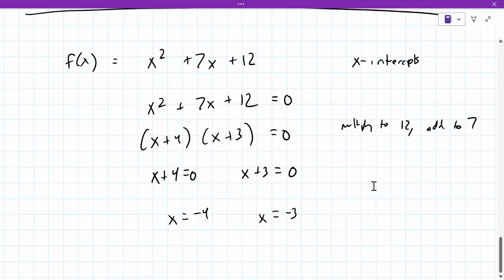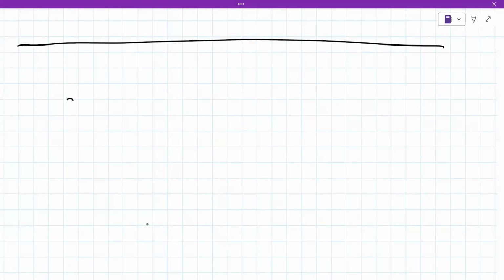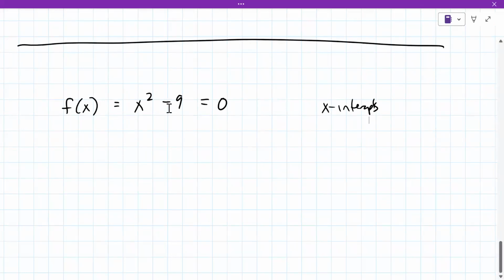All right. Now there's other types of factoring that you might see. Okay, and that's something we've been talking about here for a while. This is just one of many types. So here's another type of function that you might see. Let's say it's x squared minus 9 equals 0. Okay, because we want to find the x-intercepts again. All right, so what's different about this problem is that there's no middle term. It's just x squared minus 9.